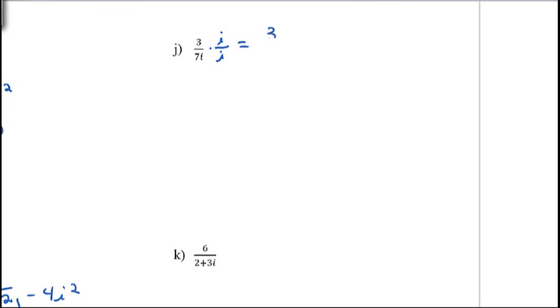So on the top we would have 3i, and on the bottom we have 7i squared, but i squared is equal to negative 1, so this is 3i over negative 7, or you could write that as negative 3i over 7.